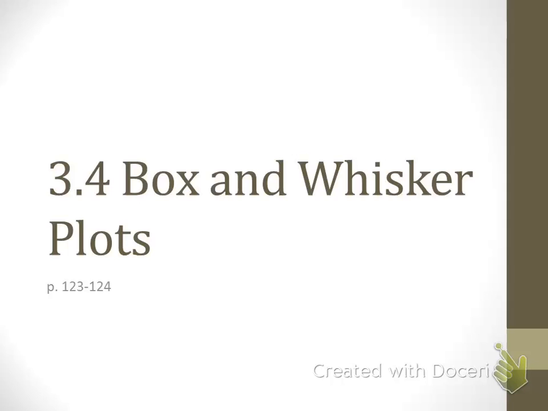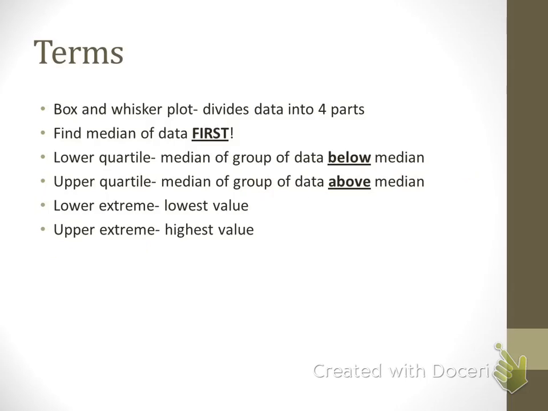Bar graphs, we're comparing different categories. And with a box and whisker plot, we're dividing the data into 4 equal parts. With a box and whisker plot, we divide the data into 4 equal parts and we look at how it's distributed.